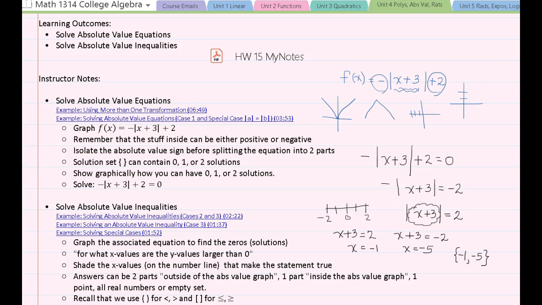Please check out the special case video that solves an equation containing 2 absolute value statements equal to each other. I guarantee that this case will be on the test for this unit.